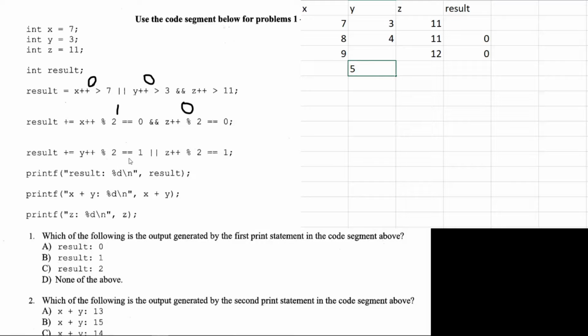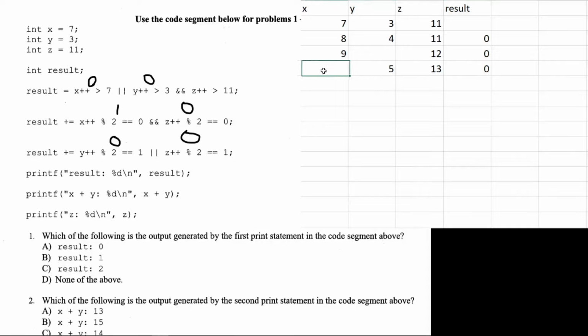It is, in fact, 0. So this is going to evaluate to 0. And then, since this is an OR, we move on to the next expression, z++. Again, we're going to add that, and we're going to mark that down in our tracking table as 13. But we're going to evaluate it with the previous value, which is 12. 12 modulus 2 is also 0. So we get 0 or 0, and that is going to be 0, so result is still going to be 0.